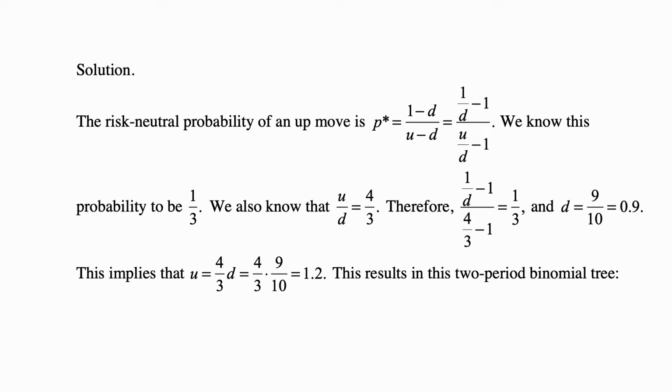over U minus D. You need to remember this formula that applies to futures. That's the same as 1 over D minus 1 over U over D minus 1. And we know this probability to be 1/3, and we also know that U over D is 4/3. And we plug that in, we get the equation, solve it for D, and D is 9 over 10, or 0.9, and this implies that U is 4/3 D, and that's 4/3 times 9 over 10, or 1.2.